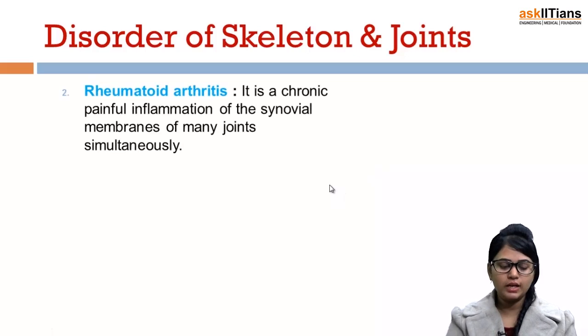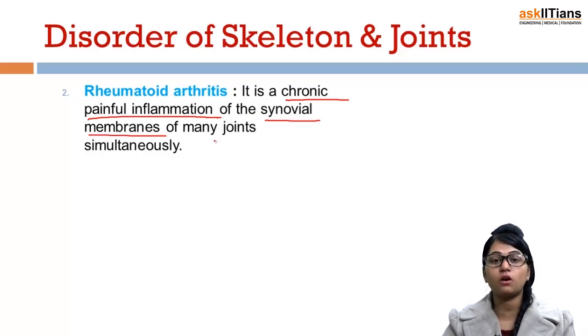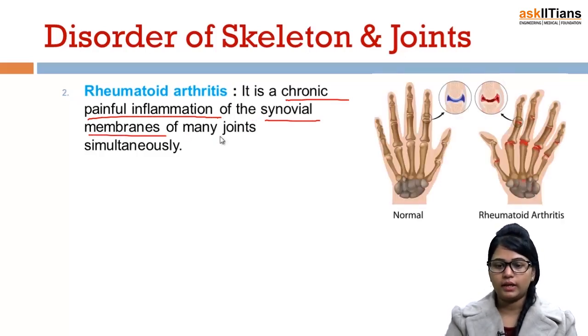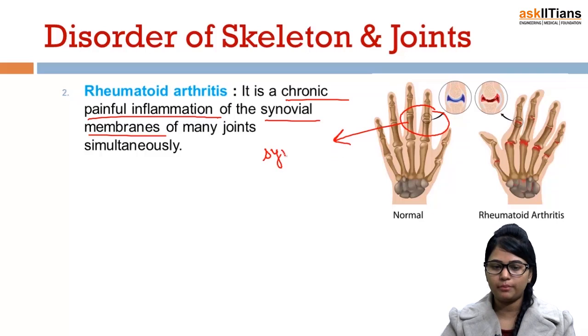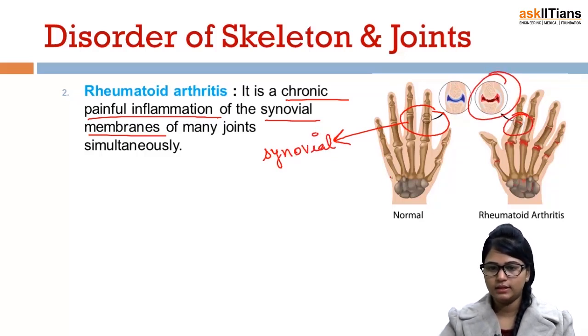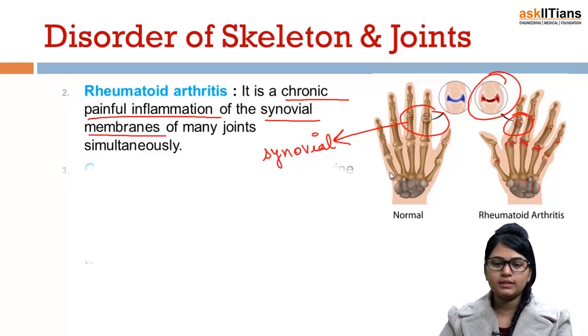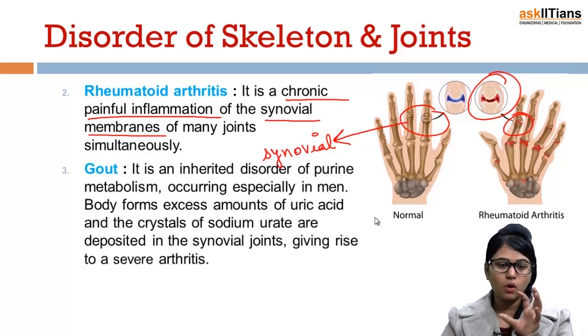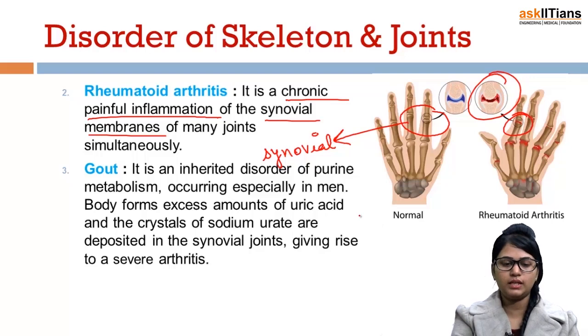Next is rheumatoid arthritis. It's a chronic painful inflammation of, again, the synovial membranes of many joints. Look into this figure. These are the normal joints, normal synovial membranes, and here these red colored ones are the chronic painful inflammation of rheumatoid arthritis. Okay. Next is gout. These all are the types of arthritis. So gout is the third type.